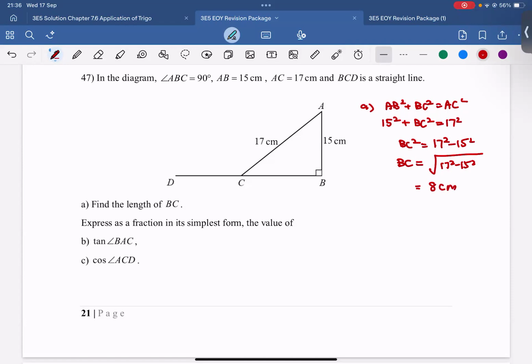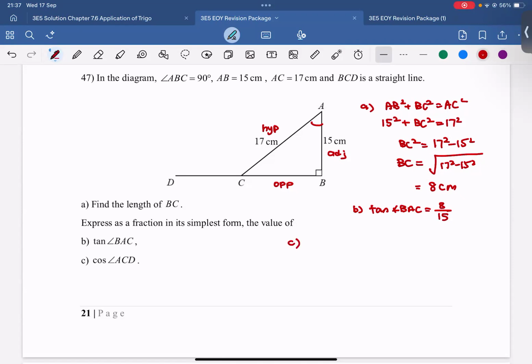cm. Find tangent BAC. This is my angle. So this is the opposite, this is the adjacent, this is the hypotenuse. So tangent BAC is just opposite over adjacent. Jason: Do I need to do tangent inverse? No, don't need, because they're finding tangent BAC, not finding angle BAC.